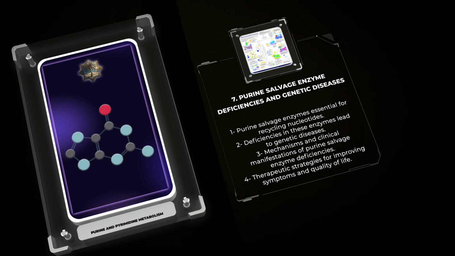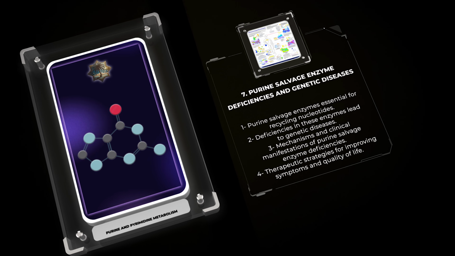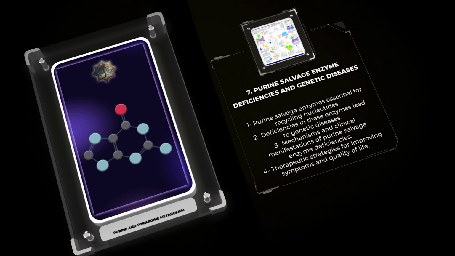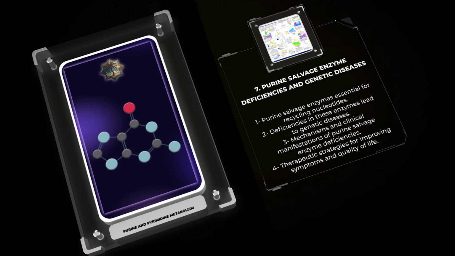adenosine deaminase deficiency. In this segment, we will investigate the underlying mechanisms and clinical manifestations of purine salvage enzyme deficiencies. Additionally, we will explore potential therapeutic strategies aimed at ameliorating symptoms and improving the quality of life for affected individuals. Now that we have extensively covered genetic disorders related to purine and pyrimidine metabolism, let us shift our focus towards the pharmacological interventions targeting these metabolic pathways.